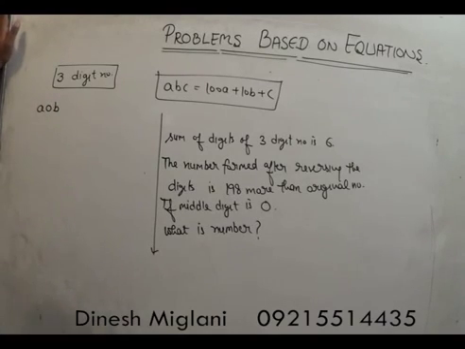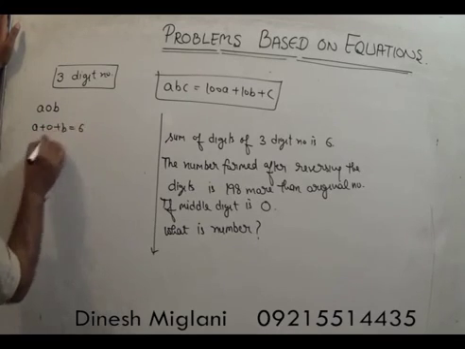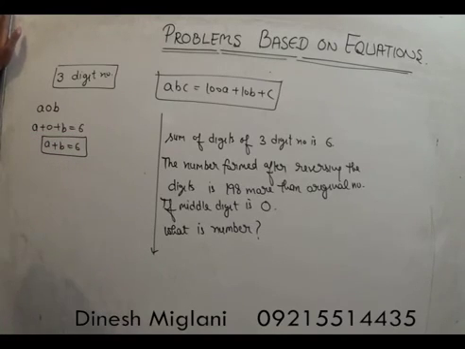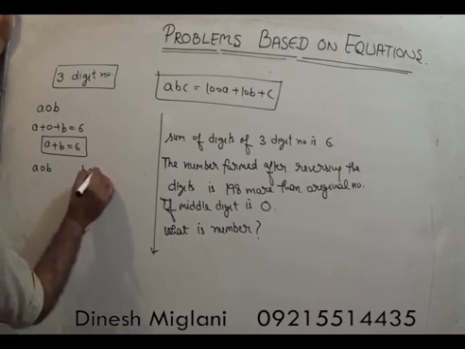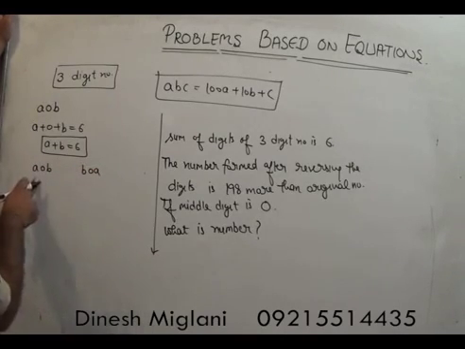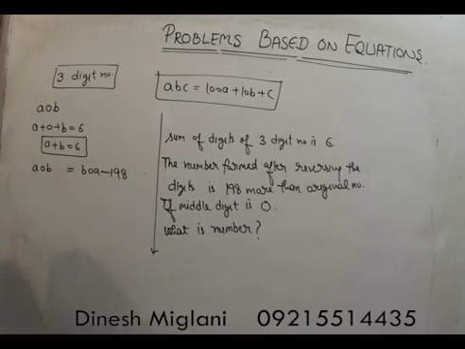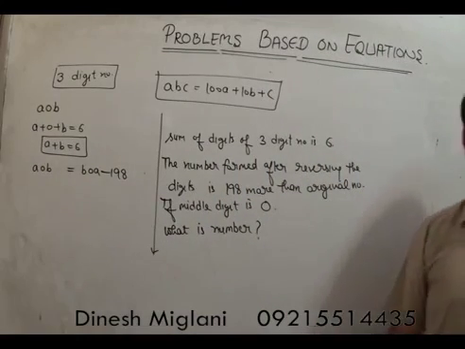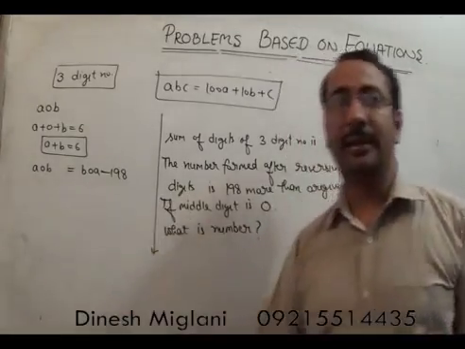The first thing is the sum of the digits is 6. It means A plus 0 plus B equal to 6, so A plus B equal to 6. That's the first condition. Second is the number formed by reversing the digits. My original number was A0B, and when I reverse it, that becomes B0A. It is given that this number is 198 greater than the older one.